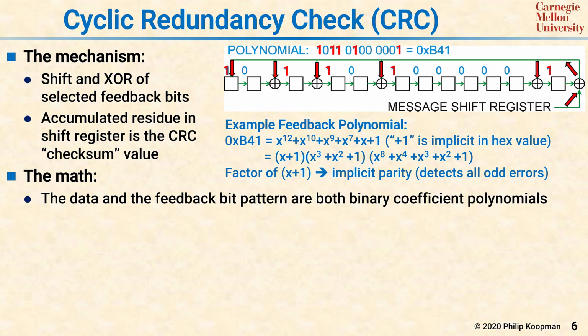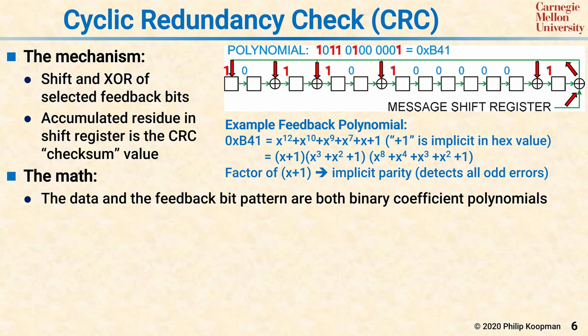In this case, if you look at the binary number represented by the feedbacks, 1011, 0100, 0001, hexadecimal B41, that corresponds to a polynomial of x to the 12th plus x to the 10 plus x to the 9 plus x to the 7 plus x plus 1. The 1 is actually an implicit value that is not shown in that hex value, and the plus 1 is the feedback of the message shift register at the end.